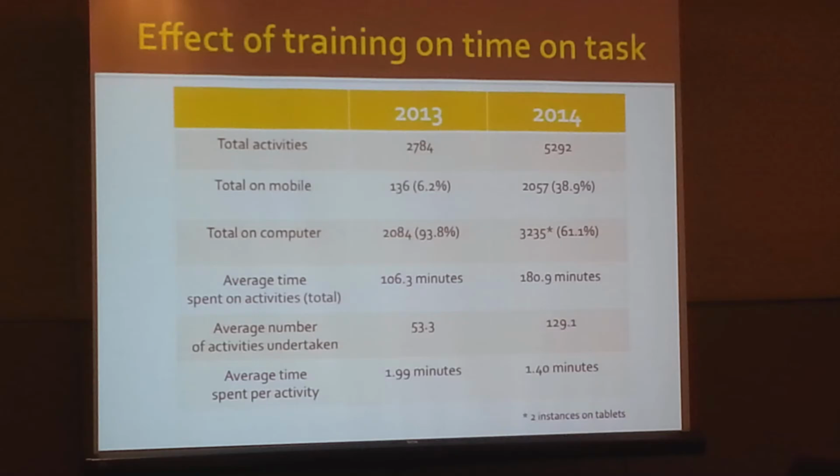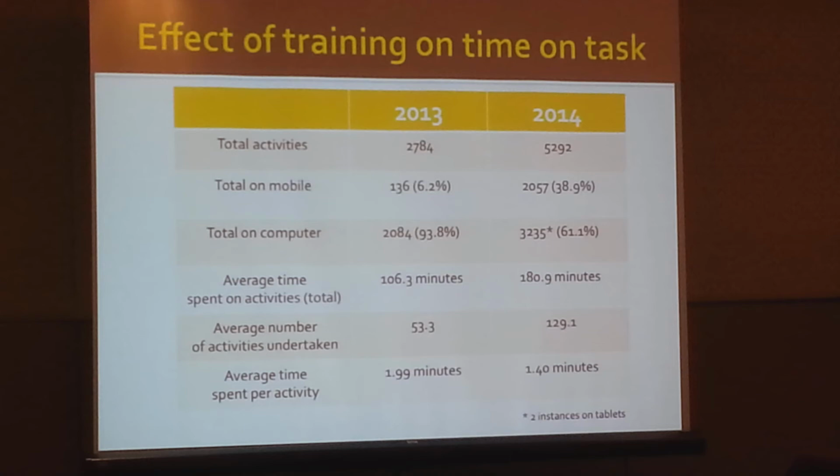Now, if we look at the results, we can see that there was a huge difference in the engagement of the learners in the activities. Okay, this is 2013, 2014 data. Total activities completed by learners in 2013, I don't know if you can see it, was 2,784 activities. 2014, same device, same environment. The only difference was the training was different.